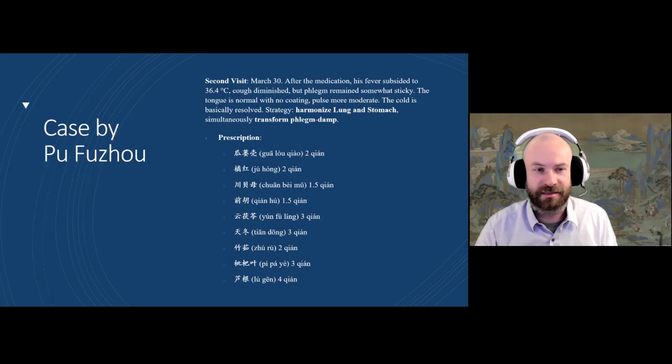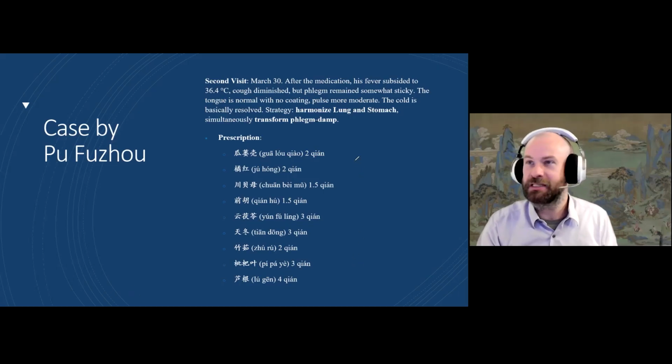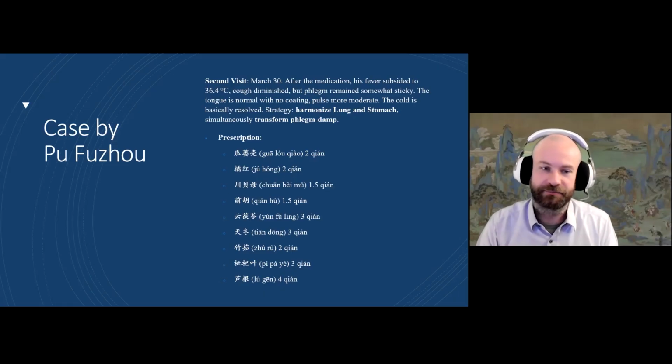Strategy: harmonize the lung and stomach and simultaneously transform phlegm-damp. I'm not sure what this formula is based on. It's not one that I recognize. I'm sorry, but that's just the formula that he gave. Cool.